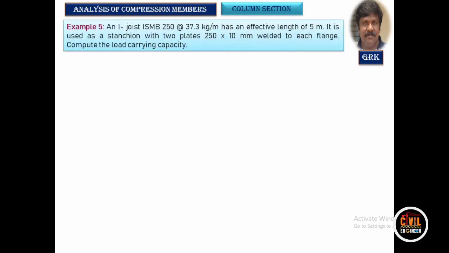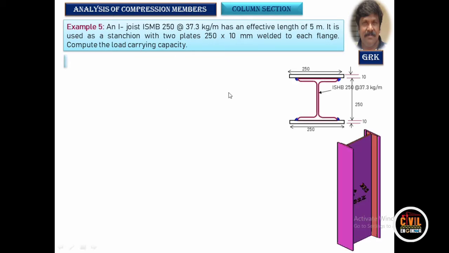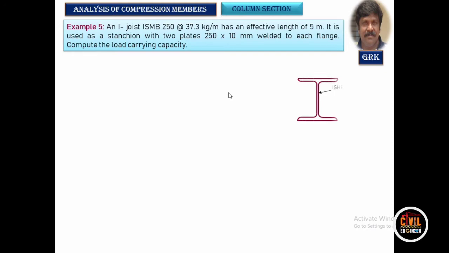Let me take the problem. Here a single joist section of ISMB 250 at 37.3 kg per meter has been given with an effective length of 5 meters. It has been provided with additional plates of size 250 by 10 mm, which have to be welded to the sides of the flanges, as you observe here.